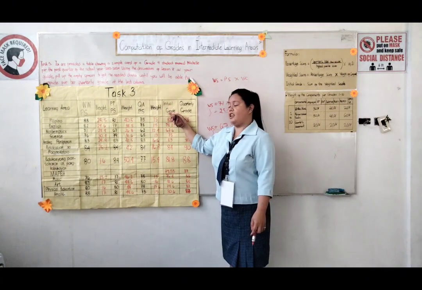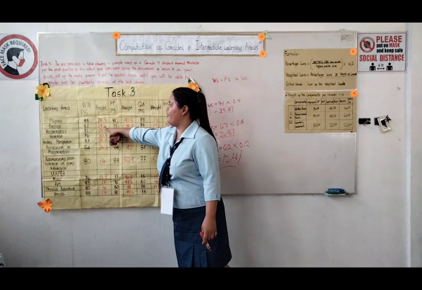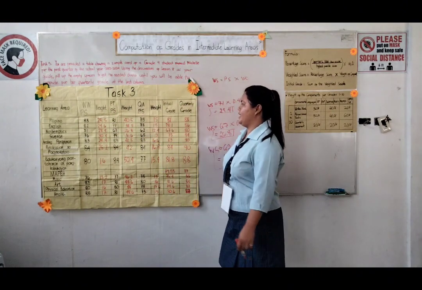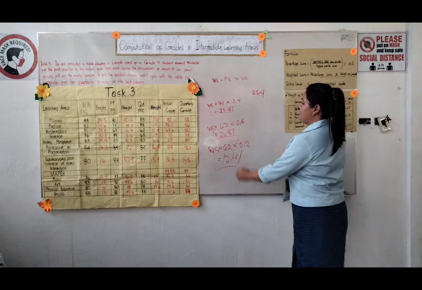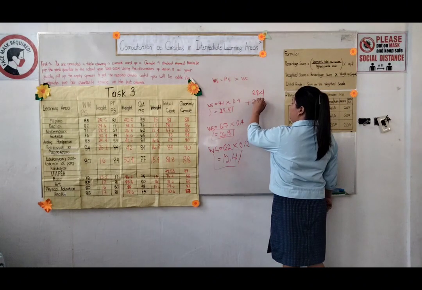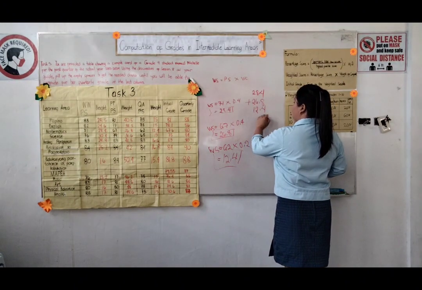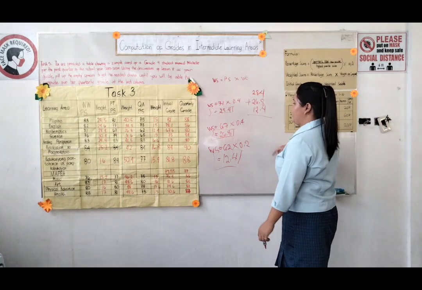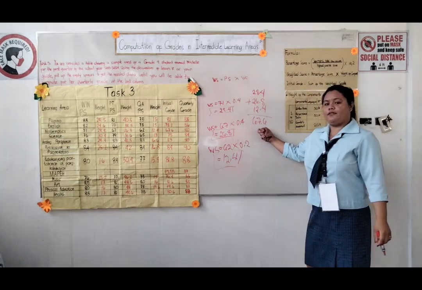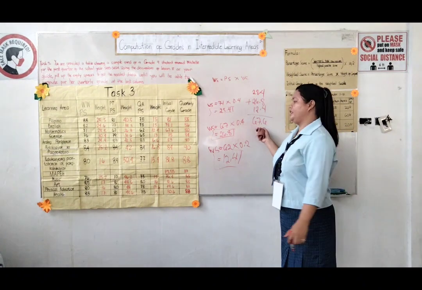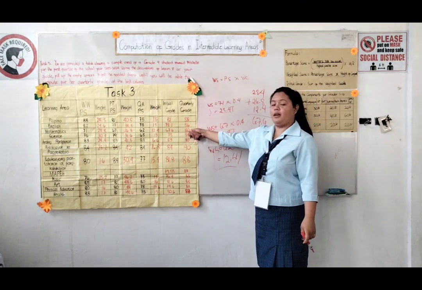So in order to get the initial grade in mathematics, we need to add all the weighted scores from written works, performance standards, and quarterly assessment. So we have 28.4 plus 26.8 plus 12.4. Add all of this, we have 67.6. So 67.6 in the transmutation table is equivalent to 80. So that's why we have here 80.